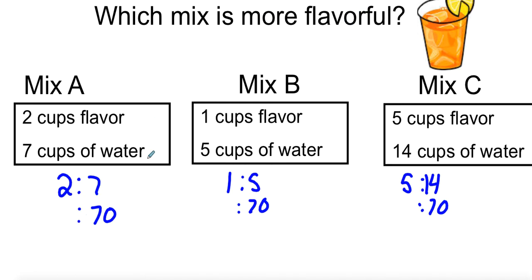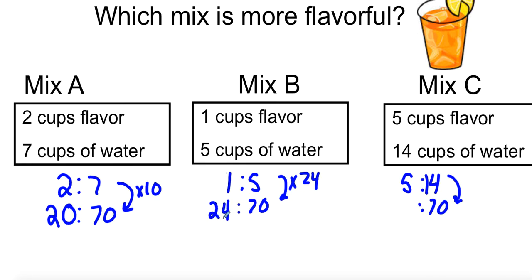What we'll be doing now is finding the scale factors between the original cups of water and the 70 cups of water in order to figure out how many cups of flavor we use to make those mixes. Now, I know from 7 to 70, that's a scale factor of 10, so I have 20 cups of water. From 5 to 70, I know that's a scale factor of 14, so I will have 1 times 14, which is just 14. So we have 14 cups of flavor in this example.